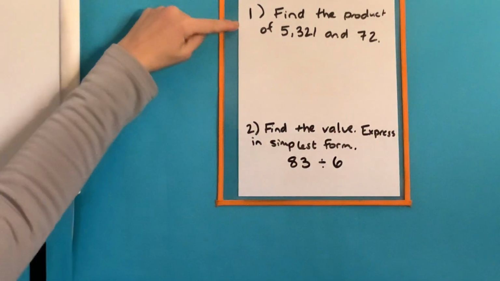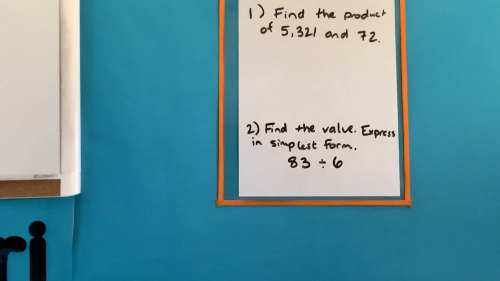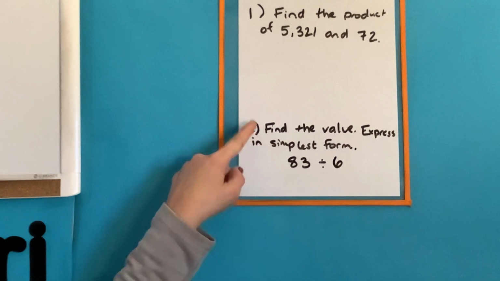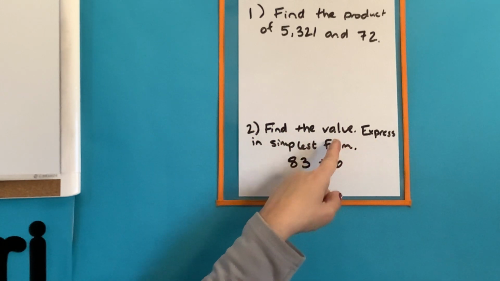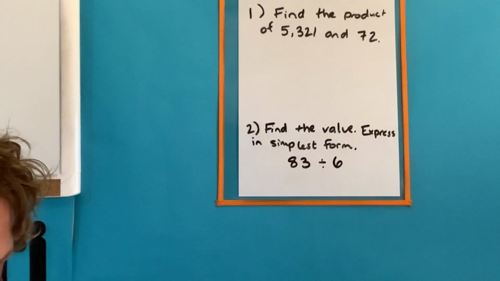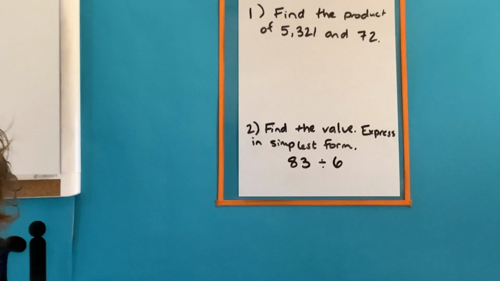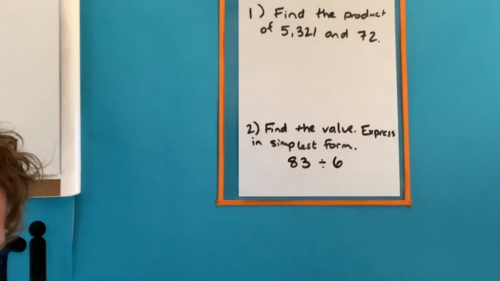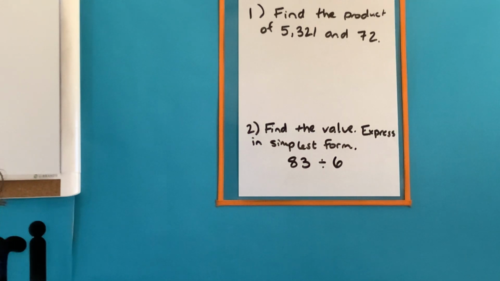So number one asks you to find the product of 5,321 and 72. This is your friendly reminder right now that product is multiplication. That's not something that I would tell you on the test, but you should remember that now. Okay, and then find the value, it says, and express in simplest form. So this is your cue here, express in simplest form. That means that you should be expressing this answer as a fraction. So we want to express the remainder as a fraction over the divisor. So go ahead and pause and work on these both, and then come on back and see how you did.